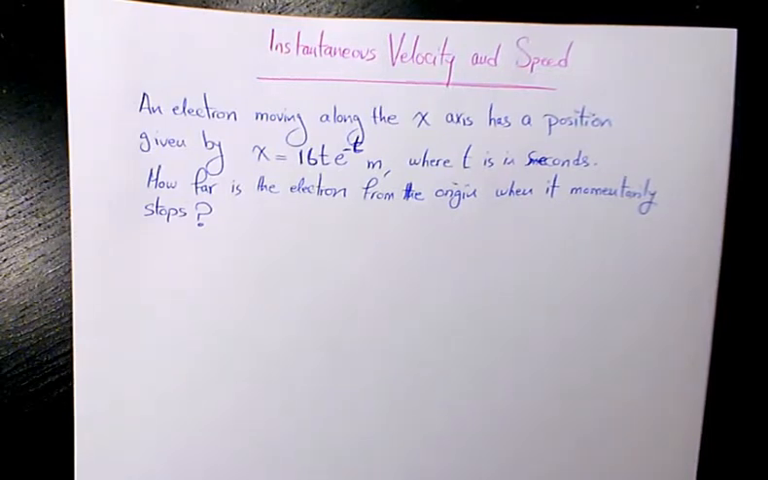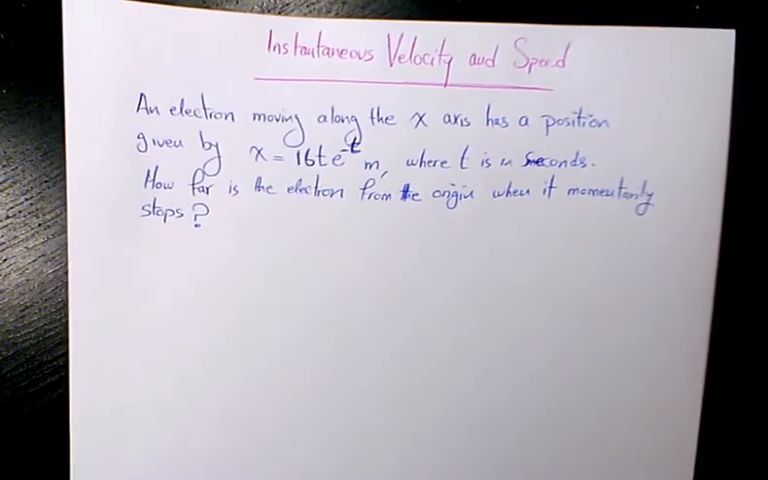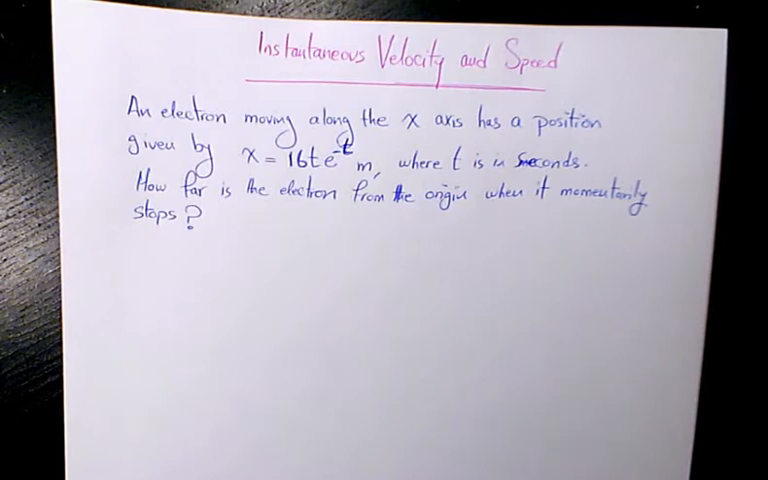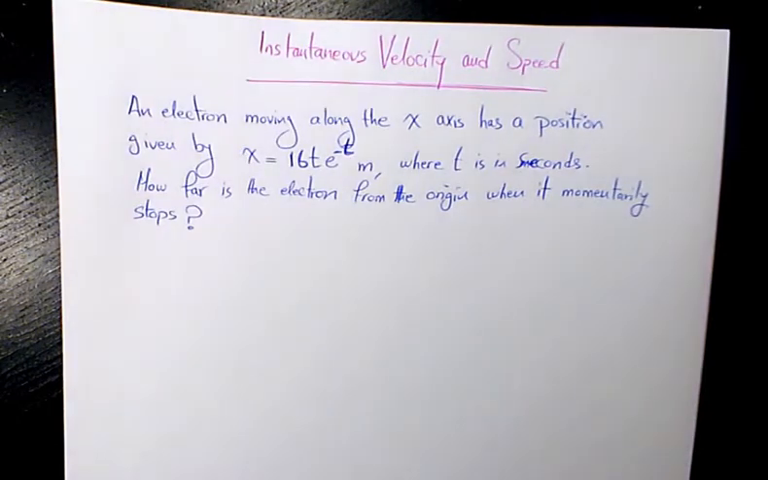Welcome to another video. In this video I want to give you some examples regarding instantaneous velocity and speed. The first question says an electron moving along the x-axis has a position given by x = 16t e^(-t) meters, where t is in seconds. How far is the electron from the origin when it momentarily stops?